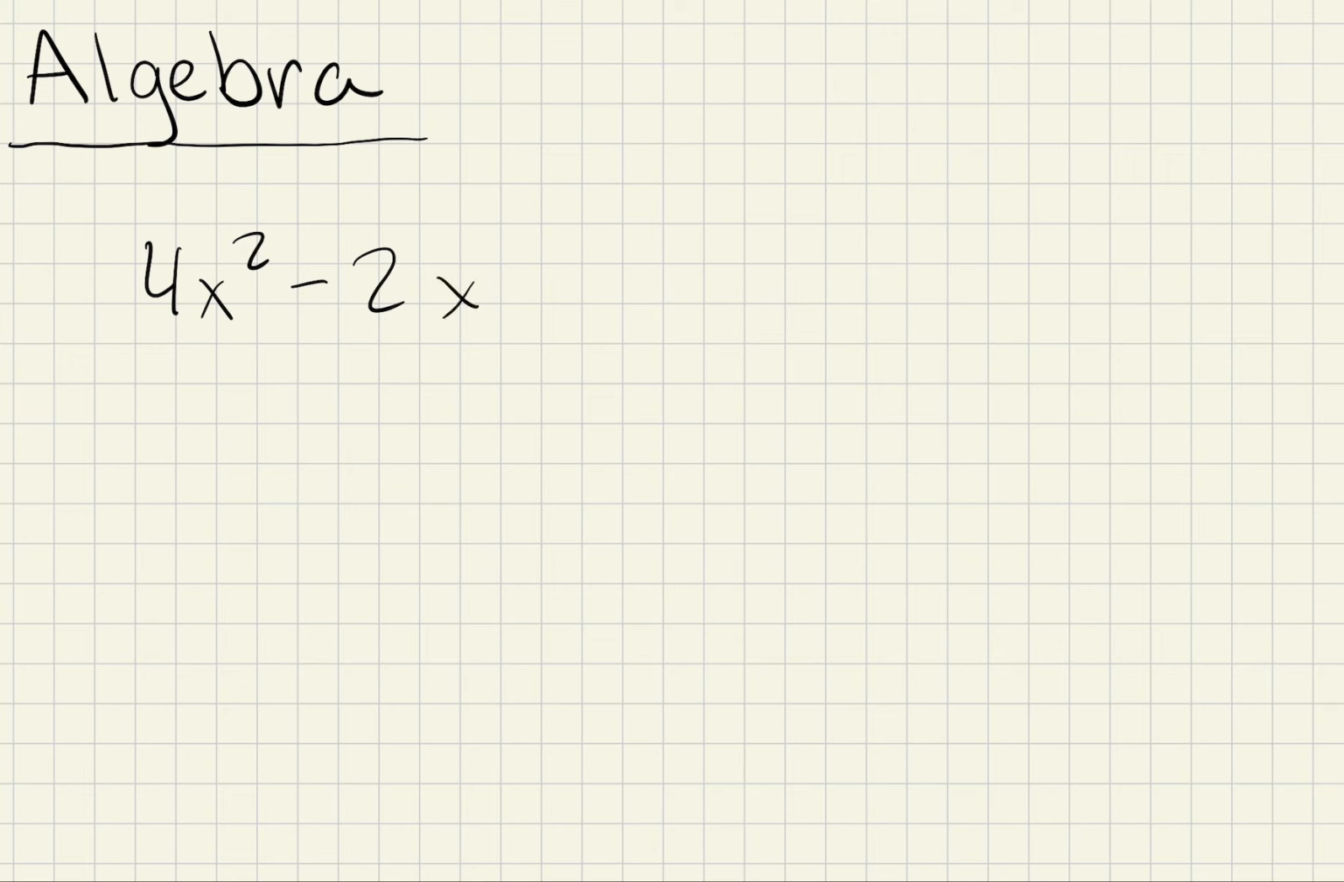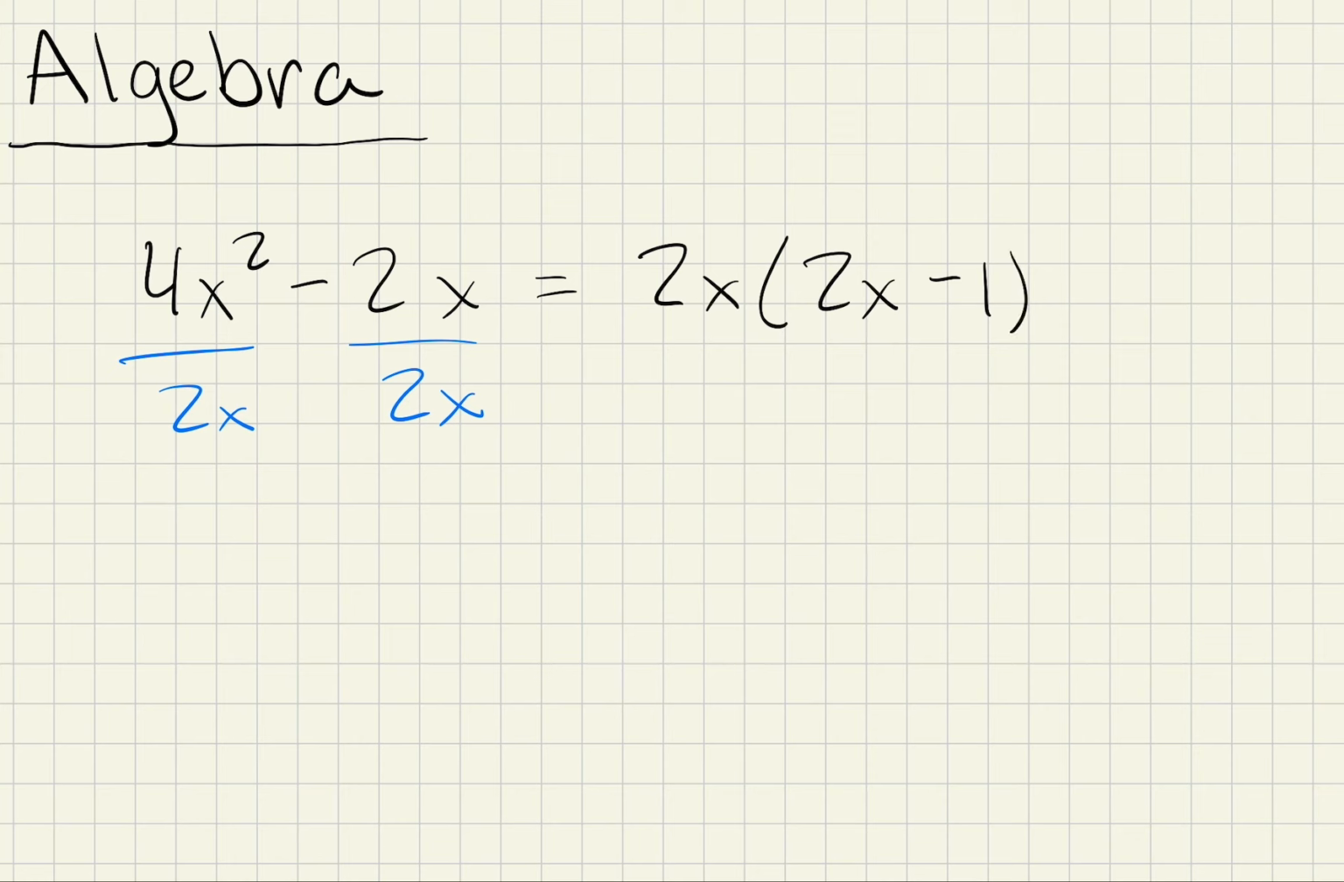So from here, the largest thing we can divide from both of these is a 2x. 4x squared divided by 2x is simply 2x. Again, we're going to put what's common on the outside and then what's left for each term. So 4x squared divided by 2x is 2x, and then negative 2x divided by 2x is negative 1.